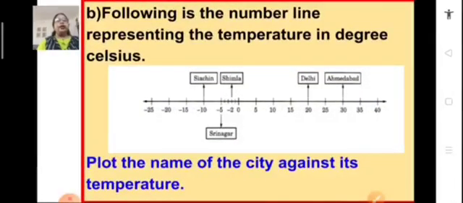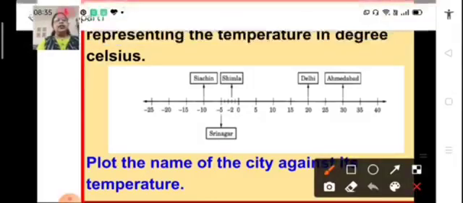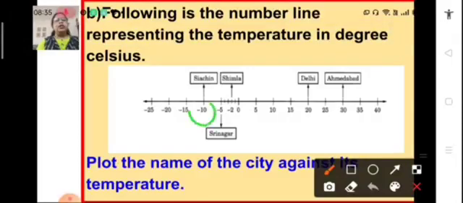B, following is the number line representing the temperatures in degrees Celsius. Plot the name of the city against its temperature. So here the temperature is shown and we have to plot the name of the city. So let's start from the lowest one. Lowest temperature is negative 10 degrees Celsius. We know it is of Siachen.